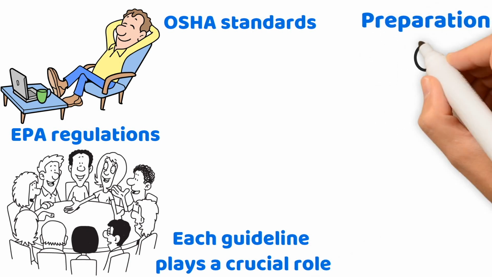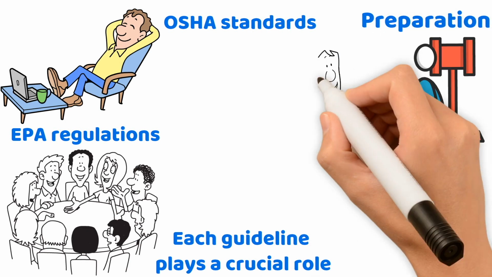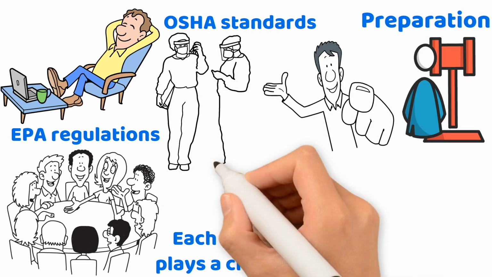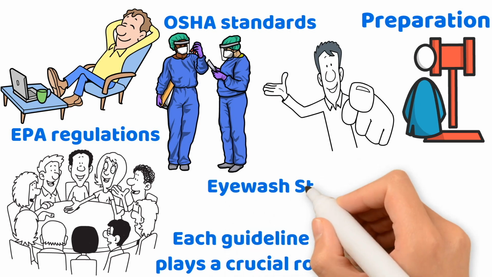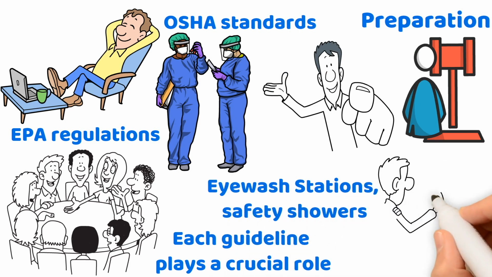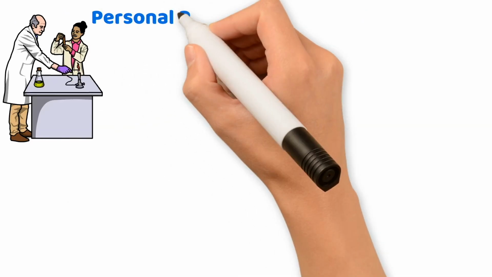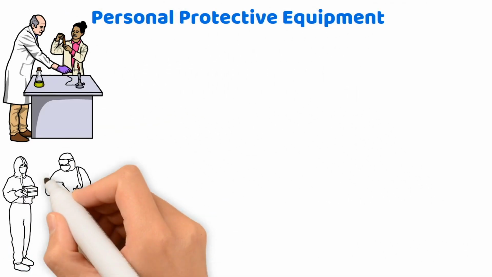Preparation is your first step towards safety. Before any experiment, familiarize yourself with the procedures and ensure all safety equipment is at hand. Know where your eye wash stations, safety showers, and fire extinguishers are located, and ensure everyone in the lab knows as well. Personal protective equipment is your best defense against accidents.